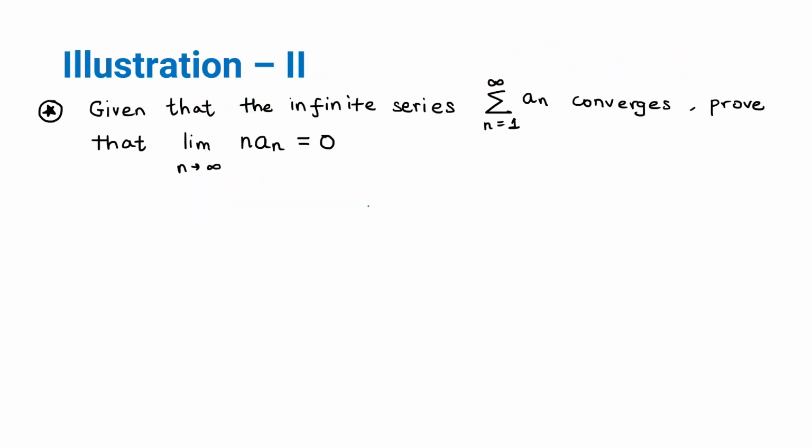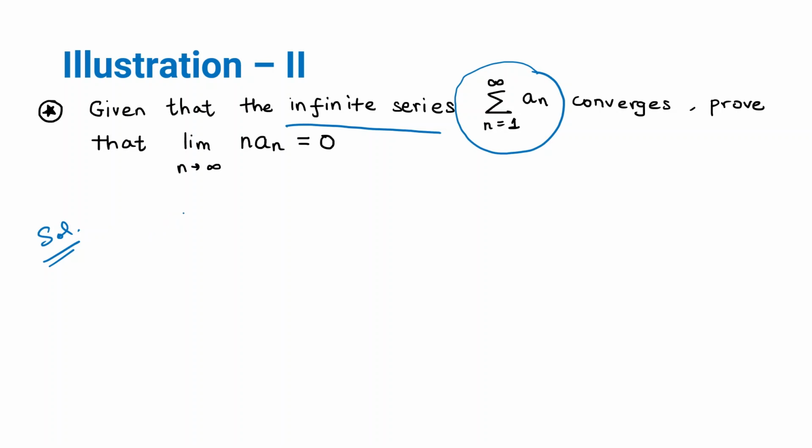Alright, let's have a look at the next illustration. It says that given that this infinite series, the summation of an from n equal to 1 to infinity, converges, we want to prove that the limit as n tends to infinity of n times an is equal to 0. So how are we going to start looking at this? Well, there are several ways to do this, but I think the easiest way is to use the Stolz-Cesàro theorem. So how are we going to use this?